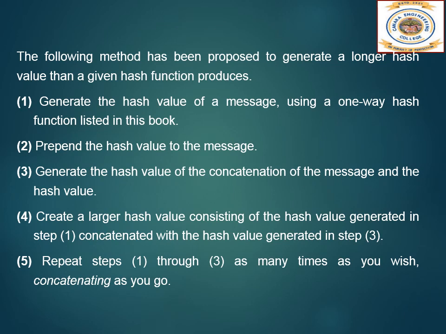Generate the hash value of a message using a one-way function listed in this book, which you'll be seeing in the upcoming lectures. Prepend the hash value to the message. Generate the hash value of the concatenation of the message and the hash value. Create a larger hash value consisting of the hash value generated in step 1 concatenated with the hash value generated in step 3. Repeat steps 1 through 3 as many times as you wish, concatenating as you go.